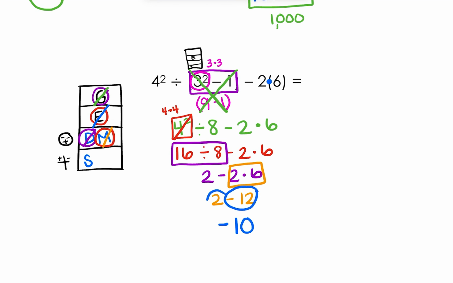Also, we could have used our table because we are subtracting, so that is table. So if we were to do that, I would have had a negative 12 and a positive 2, different signs, subtract, and then my negative would have been bigger, so negative 10.